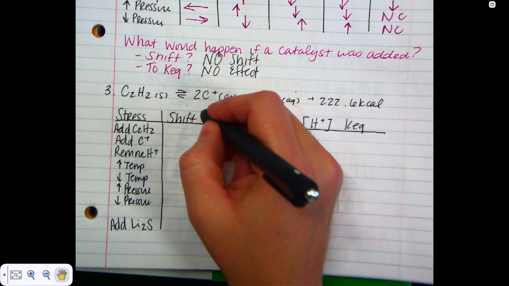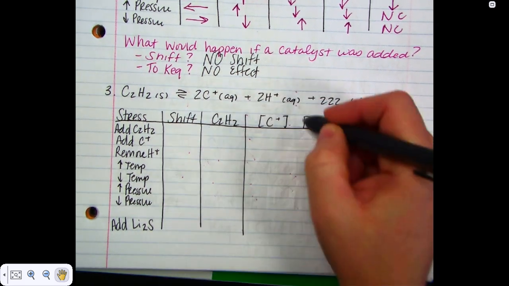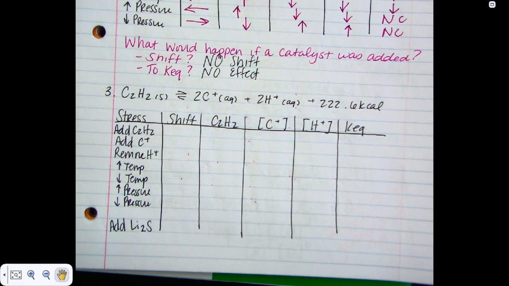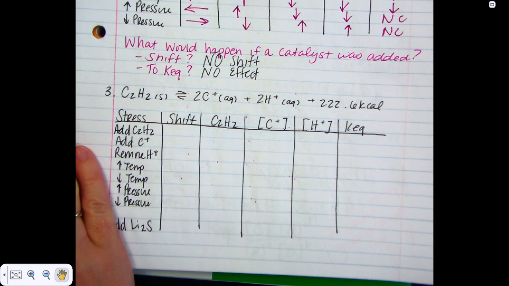No, I didn't draw the straight lines. Hold on one second. Let me put my straight lines in so this is easier for us to see. All right, so let's look at our reaction. H2 or C2H2 solid yields 2H plus (aq) and 2C plus (aq). Ooh, all right, not gases.